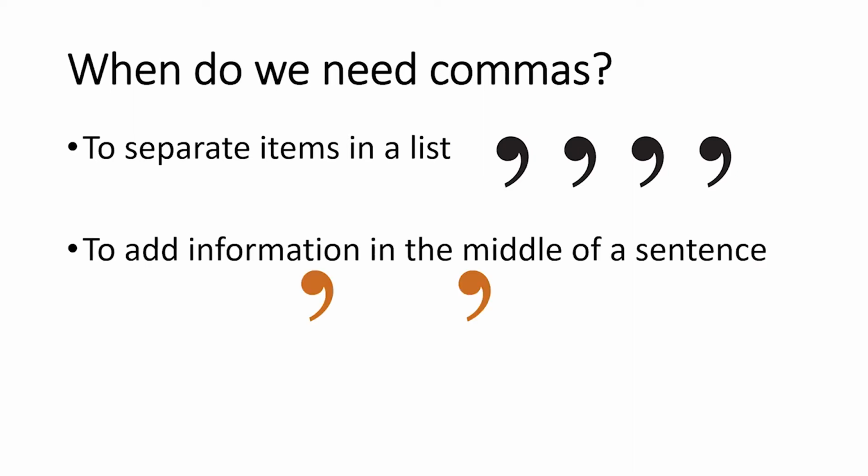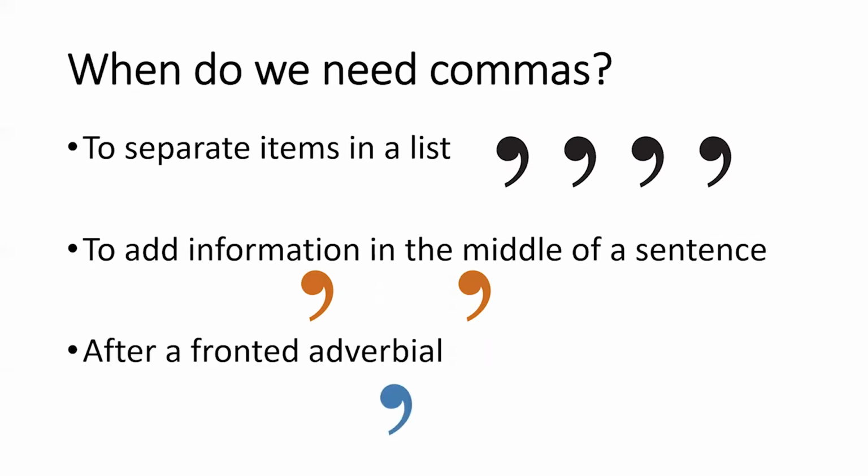If we're going to add information into the middle of a sentence, we need to surround this by commas. We would call this a parenthesis. We need two, one either side. We also need a comma after a fronted adverbial. So if we've got a main sentence and then we add extra information before that, we need to separate that with a comma.